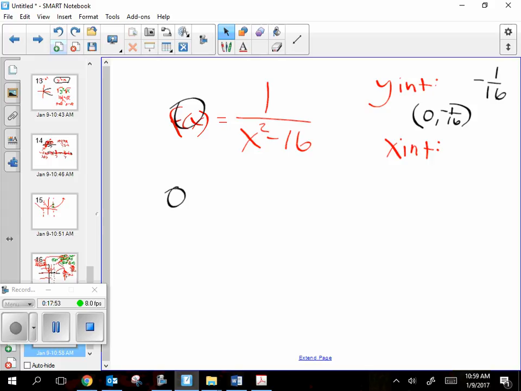But anyway. So 1 over x squared minus 16. Can you make this thing equal 0? No, because the top's 1. How are you going to take 1 divided by something and have it equal 0? You can't. So what was the question? The question was, what is the x-intercept? And what would you say? There are no x-intercepts because you can't make y equal 0.